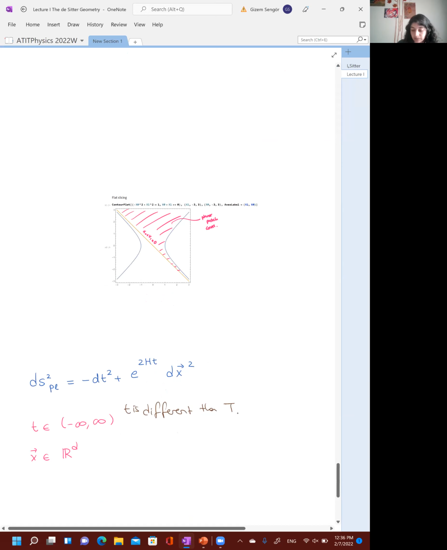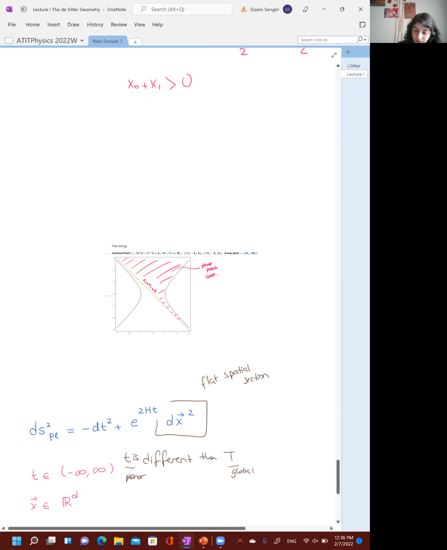So the global time coordinate is different than the planar time coordinate. And note that it turns out in this set of coordinates, spatial sections are flat.